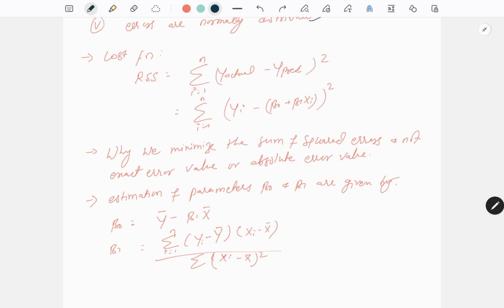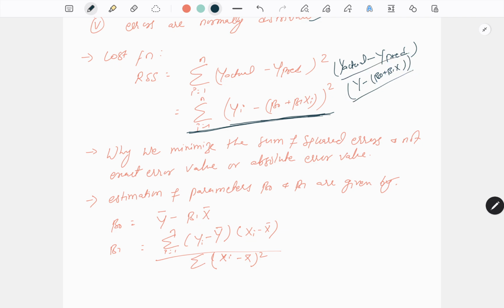Now after that we also went through the cost function of linear regression, which is given by the sum of squares of y actual minus y predicted values, which is nothing but y minus (beta naught plus beta 1 x), whole squared, summed from i equals 1 to n. This is your cost function given in linear regression, and this is your error term. Your error term is given as y actual minus y predicted, or you can also write it as y minus (beta naught plus beta 1 x).